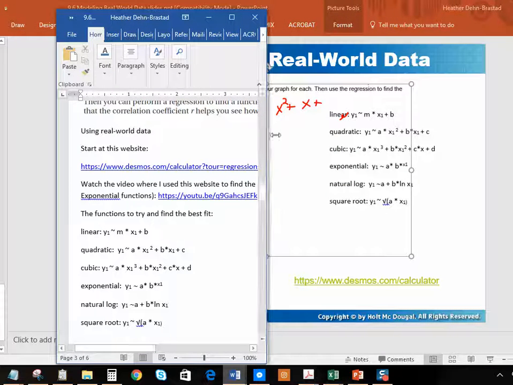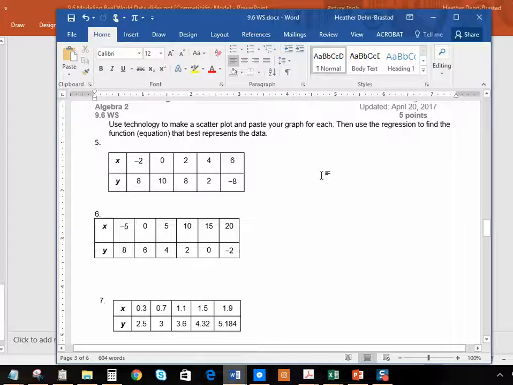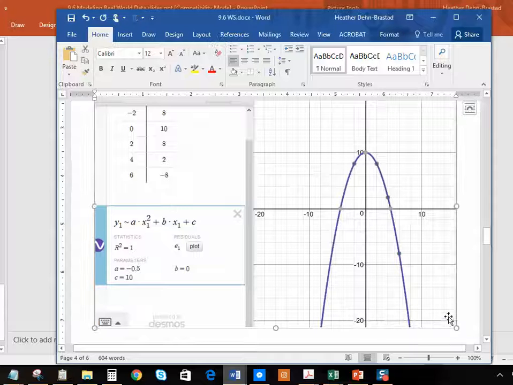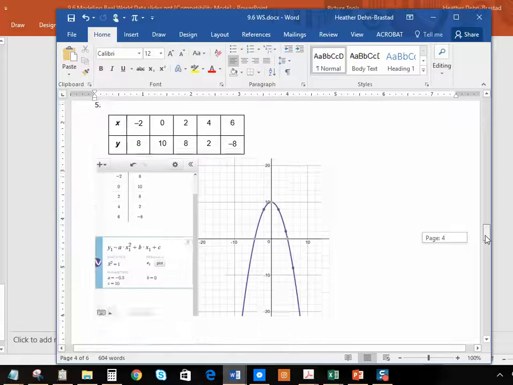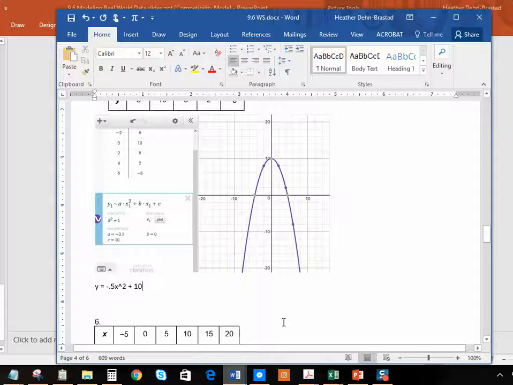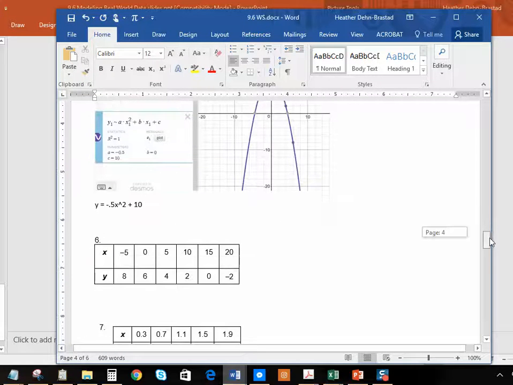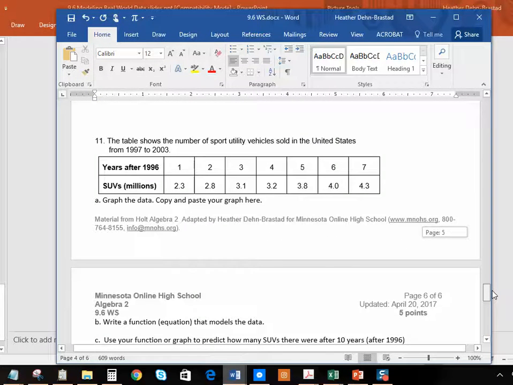So here's the worksheet. The actual worksheet might be easier just to use that. So then for number 5, I could just paste the graph right there. It's quite large, doesn't need to be that big. I just need to be able to see it. And then your equation, you would type that in there as well. We already wrote it in the other, was it -0.5? Yep, -0.5 x squared plus 10. Since b is 0, you don't need to write the x term. There you go. That's how you're going to do these problems. You'll do the same thing for 6, 7, 8, 9, 10, and then we get to some real-world problems.